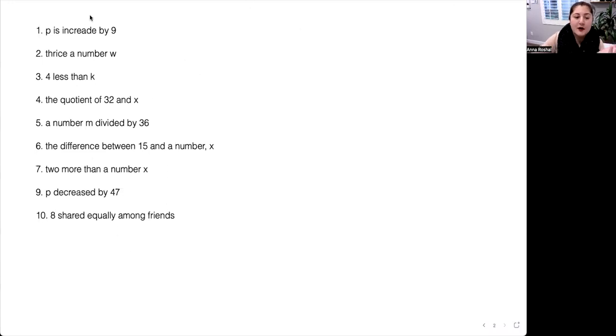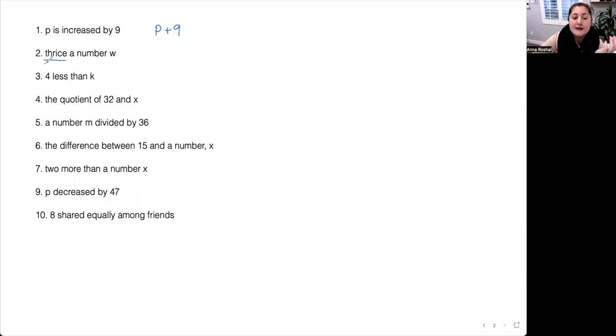And of course, I'm already seeing a mistake. Increased. Oh boy. Okay. So when we see phrases like this, we say, okay, P is increased by 9. So we can write P plus 9. And that's just what that would mean, right?